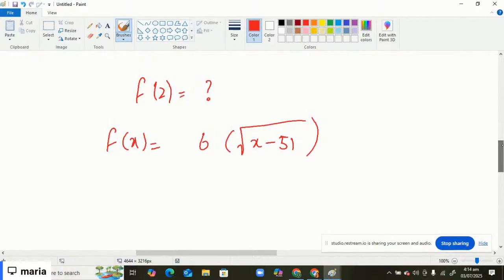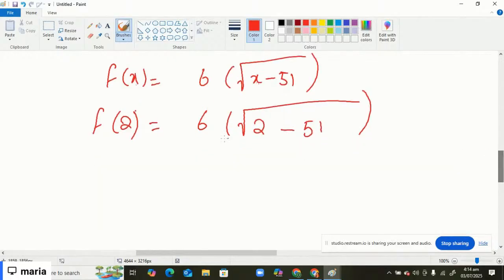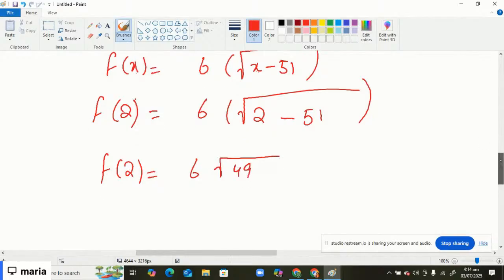So how can we solve it? We are putting 2 in place of x. So f of 2 is equals to 6 as it is. In place of this x, I'm just going to put 2 minus 51. Now f of 2 is the same. This 6 is the same. 2 minus 51 answer is 49.